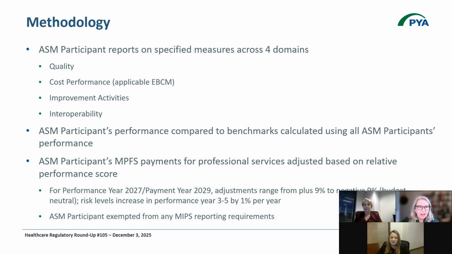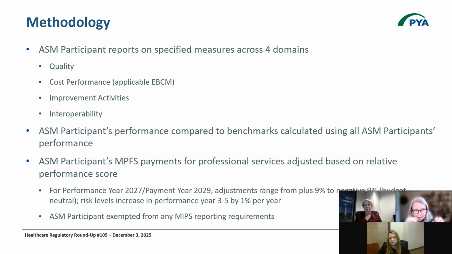The methodology, if you are in ASM, again, I refer to this as supercharged MIPS, because if you are an ASM participant, you are going to report on specified measures across 4 domains: quality, cost performance, improvement activities, and interoperability, the same 4 categories we use for MIPS. Your performance then is going to be compared to benchmarks calculated using all ASM participants' performance. So take the example of, let's think specifically of heart failure. All the cardiologists who find themselves swept into ASM, we're going to look and see what's the benchmark for those participants. And we'll look at their scores relative to each other. So if there are 100 cardiologists who find themselves within the ASM, literally we're going to rank those cardiologists 1 to 100 based on their scores across these 4 measures.